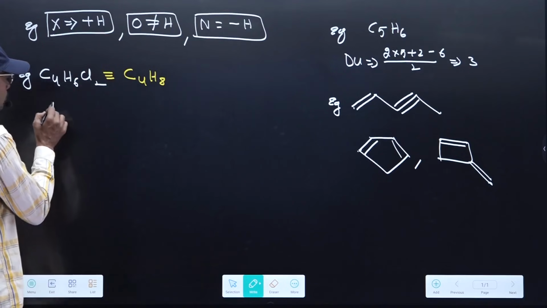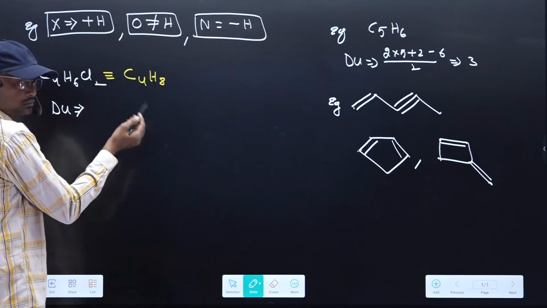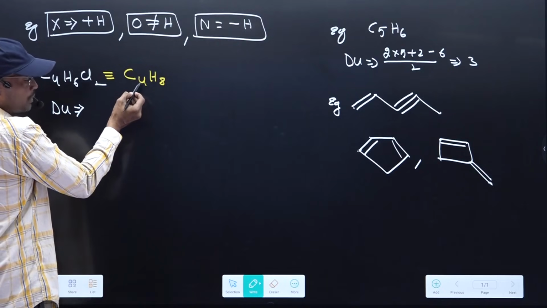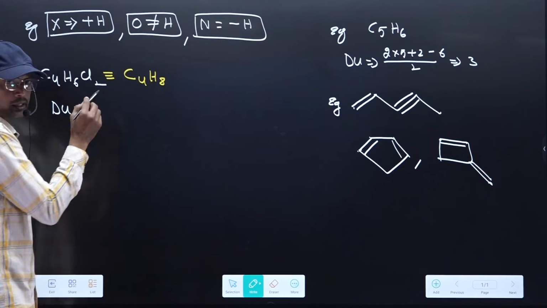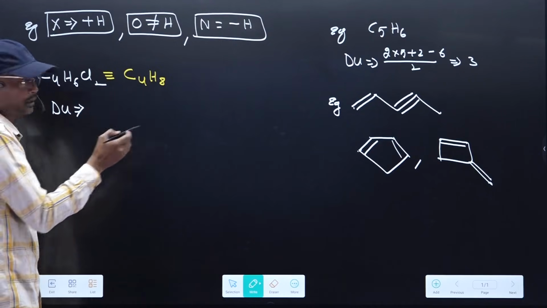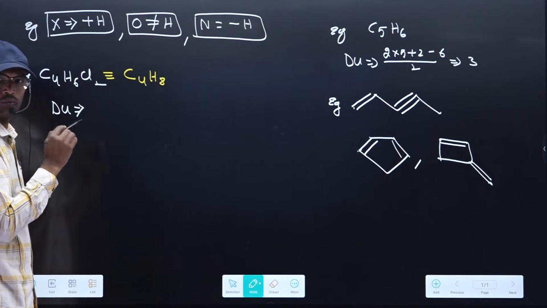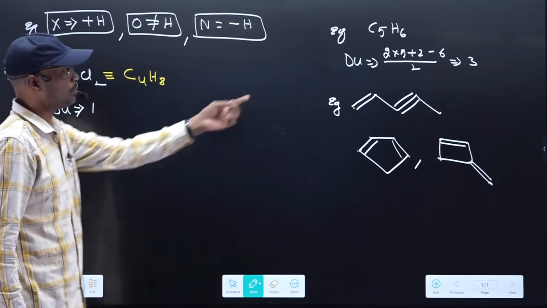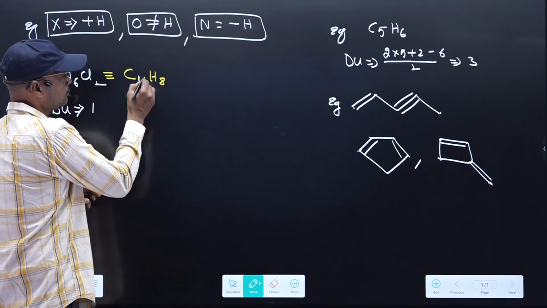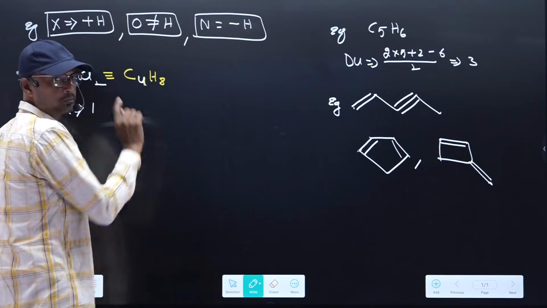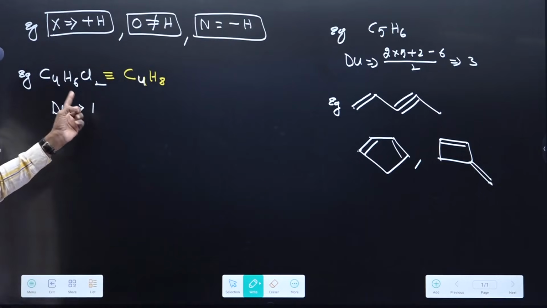So what about Du here? Degree of unsaturation: 2 into 4, you apply this formula like this, double this number. If you double 4, you get 8. 8 plus 2, 10. 10 minus 8, 2. 2 by 2, 1. So Du is 1. Indirectly I am applying this formula only. Every time double this number, add plus 2, then remove this number, then divide by 2, you will get the answer. So degree of unsaturation 1 means what?